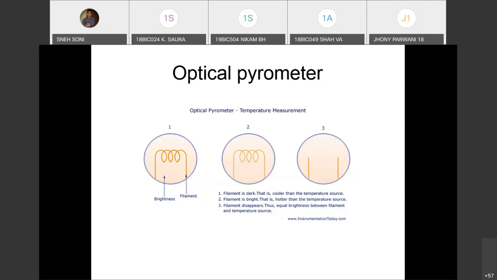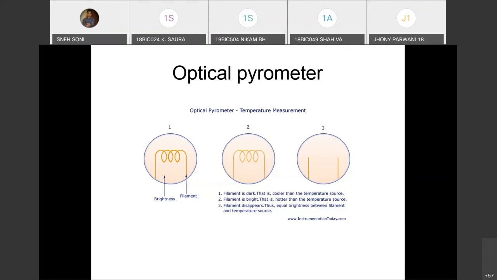That is the first case. So it's still cooler. So what you will do, you will still increase the current, right? So rheostat को you will adjust. Second, filament is bright, that is hotter than the temperature source. आपको filament bright दिखे, that means it is having higher temperature than the hot body, or than the source whose temperature you need to monitor, right? तो पहले हमारा filament dark दिख रहा था, in the second case our filament is bright.